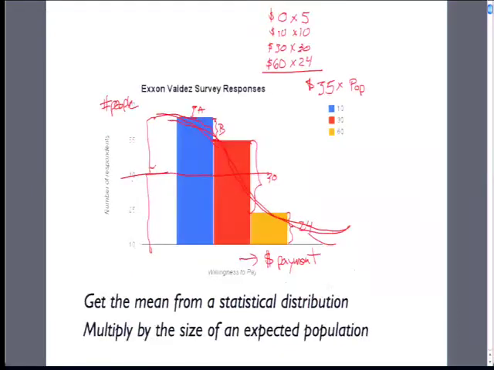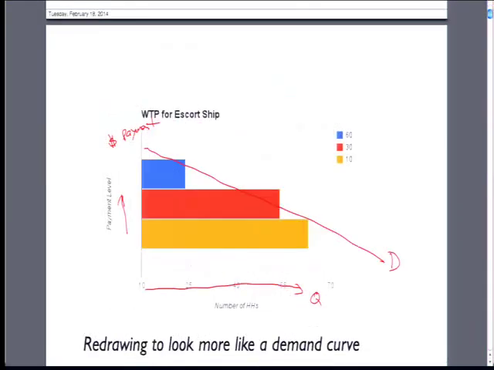It's important to think about this sometimes, where this is the way the data is going to come out first. But if we want to get it into a demand curve, we need to invert the data so that we have dollars on the vertical axis and quantity on the horizontal axis.